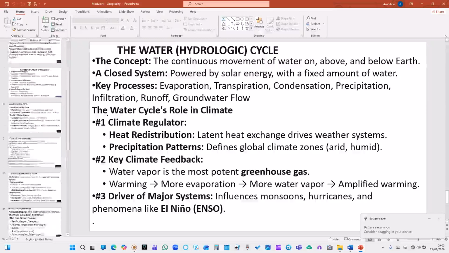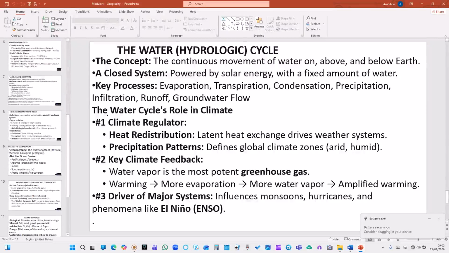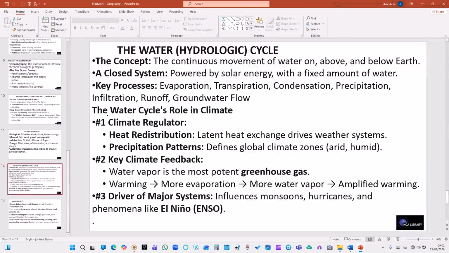The number two importance of the water cycle is key climatic feedback. Water vapor is the most potent greenhouse gas. Warming, more evaporation, more water vapor, amplified warming. So number three importance is that it is a driver of major systems. The water cycle influences monsoons, hurricanes, and phenomena like El Niño. So El Niño is one of the importance of the water cycle. So the water cycle helps as a climate regulator. It is a key climate feedback. It is a driver of major systems.